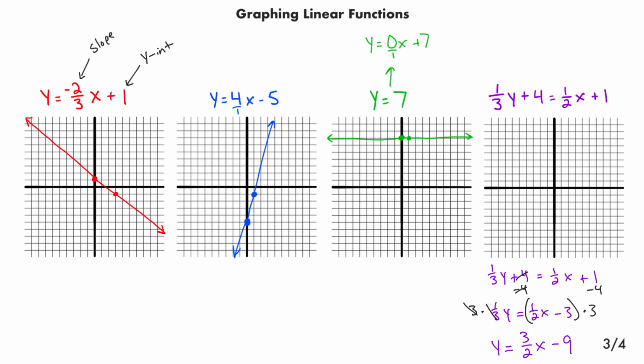The y-intercept is negative 9. The slope is 3 over 2. So up 1, 2, 3, right 2. Draw your line. Call it done.